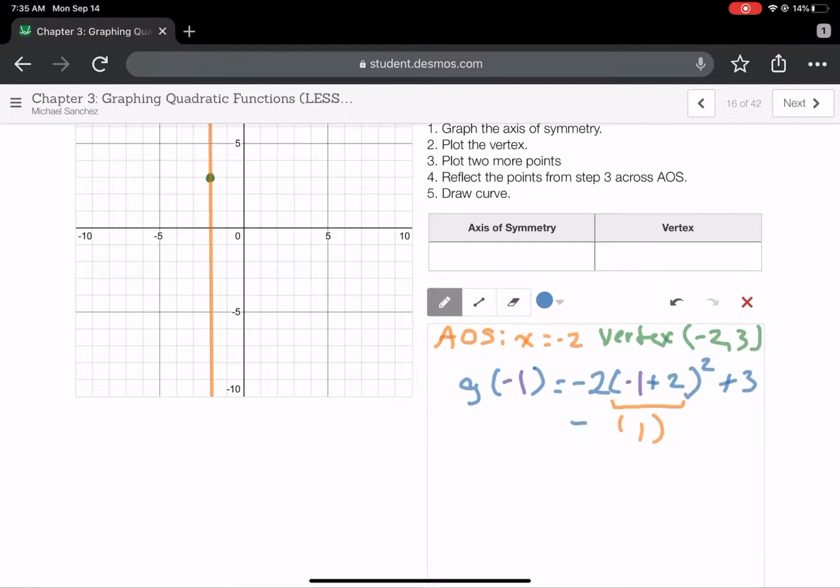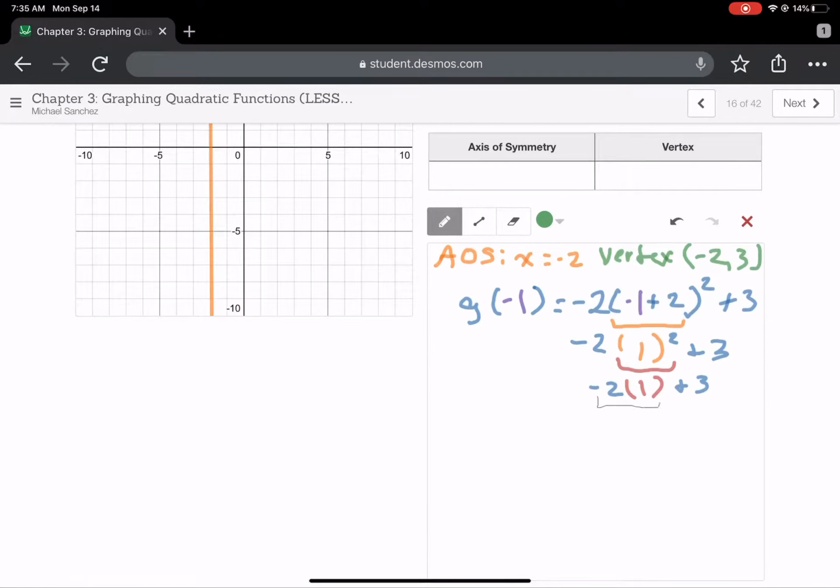Everything else is going to come right down, including our exponent. All right, after parentheses, we do exponents. So I'm going to do this, 1 to the power of 2, which is 1 times 1. Everything comes down that I didn't use. Then I'm going to multiply negative 2 times positive 1. I'm going to bring down my 3. And then that's going to result in a positive 1.